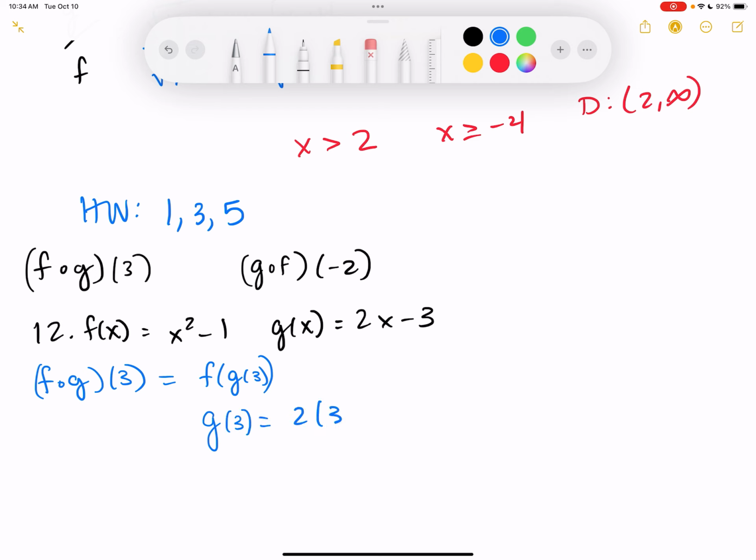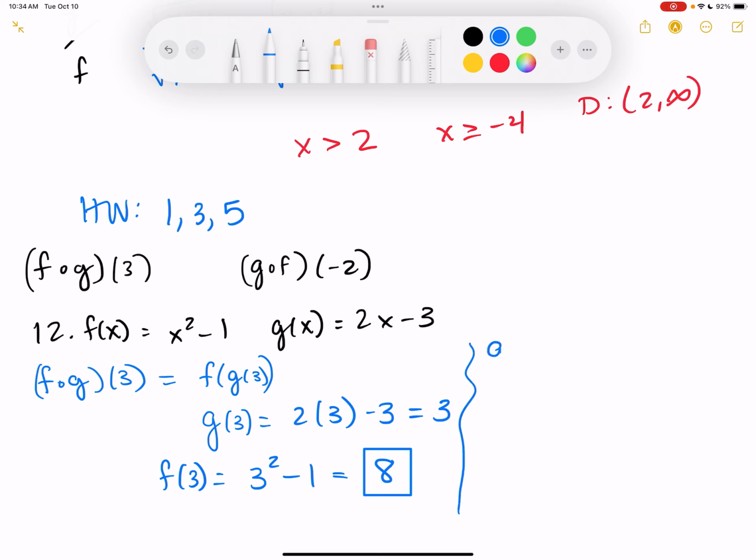So 2 times 3 minus 3, and so that's 6 minus 3, which is 3. And then f of 3, so then it would be 3 squared minus 1, which is 8. Are y'all tracking with that? Okay. Let's do the other one.